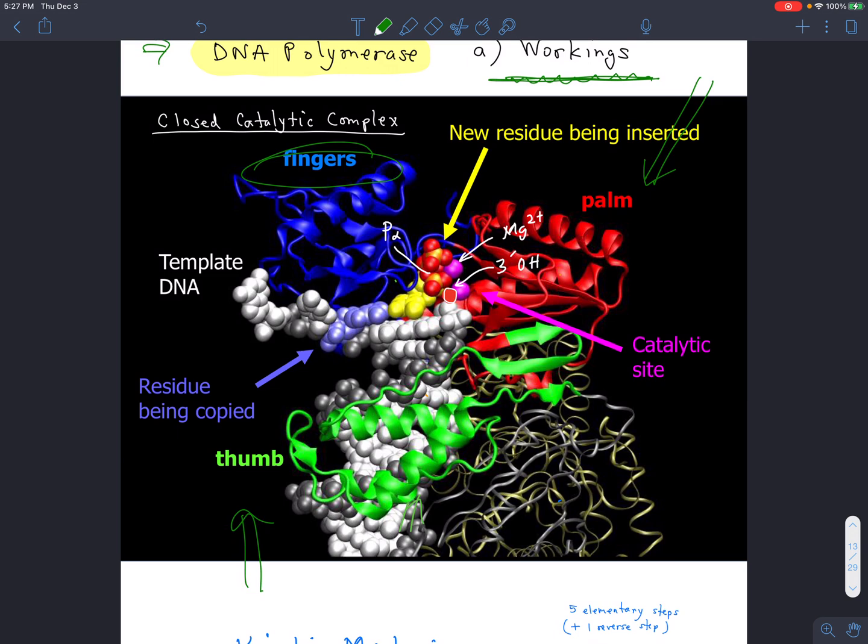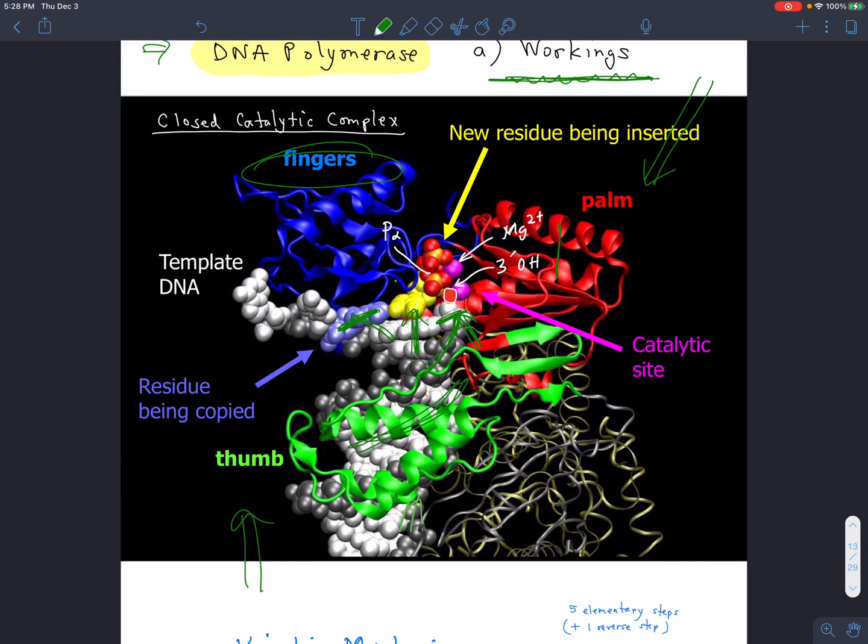That surround the DNA and bind in the minor groove of the DNA here, and surround the growing tip of the DNA, right? Right here is the growing active end of the primer strand, and it's copying the template strand. Here's the template base that's currently being copied. Here's the nucleotide that's currently coming in to make a new complementary residue on the primer strand.